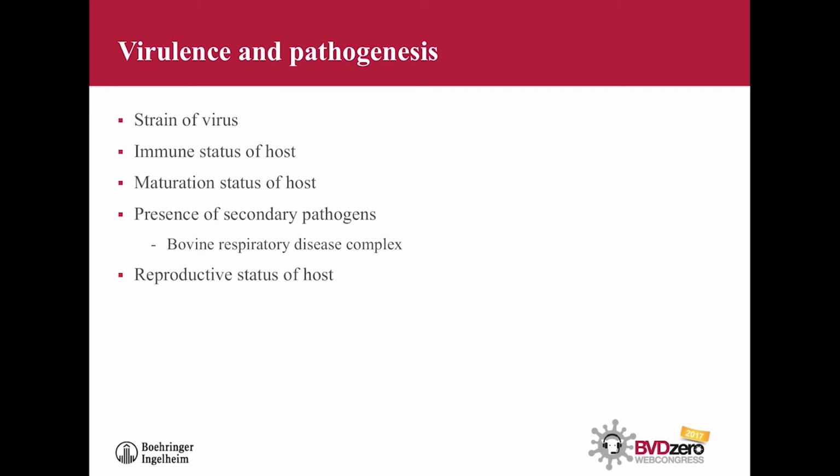We'll talk a little bit about the thymus and why that might be in a little bit. The presence of secondary pathogens is going to affect the pathogenesis you see. BVD is a big player in bovine respiratory disease complex. In some studies we've done at the NADC, doing sequential infections with bovine coronavirus and BVD, we see that bovine coronavirus can potentiate BVD, increasing pathogenesis, and BVD infections preceding bovine coronavirus infections can potentiate the pathogenesis of bovine coronavirus. And then there's the reproductive status of the host.